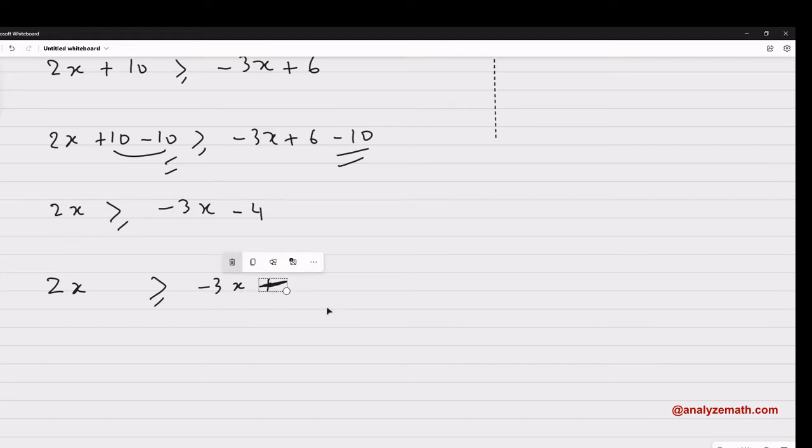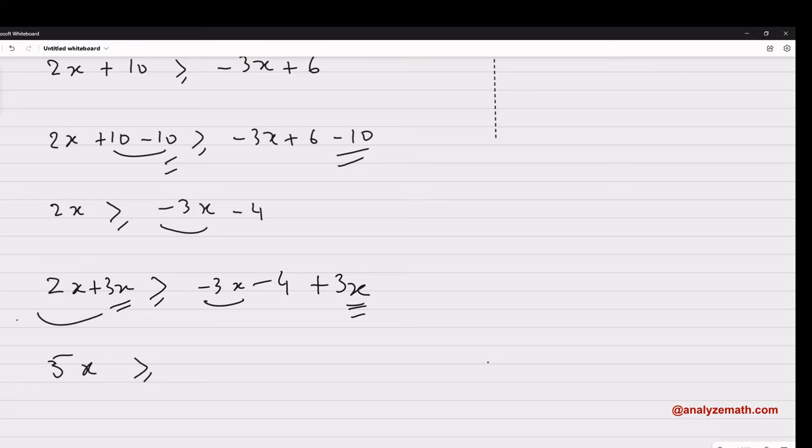That's a minus here. That's a minus 4. So a negative 3x, I need the plus 3x to make it 0 here, and the 3x here. 3x and 3x. Good. Simplify or group. 5x greater than or equal to negative 3x plus 3x gives me 0, minus 4.